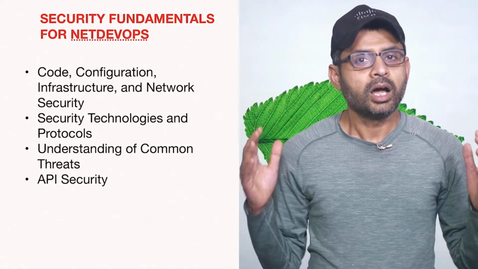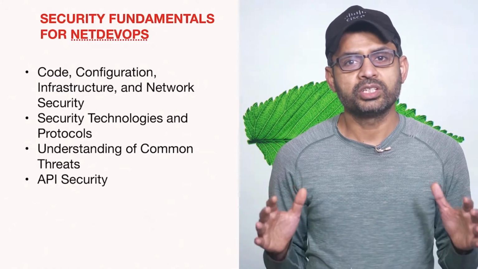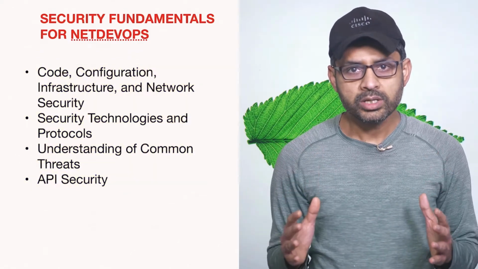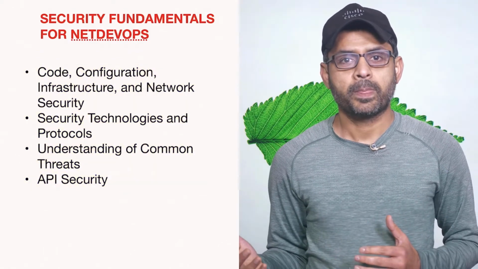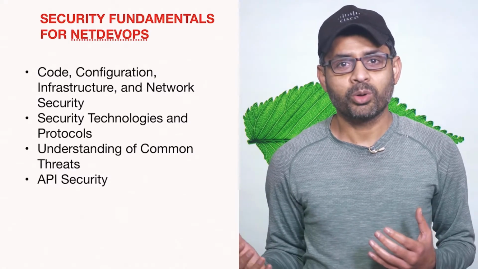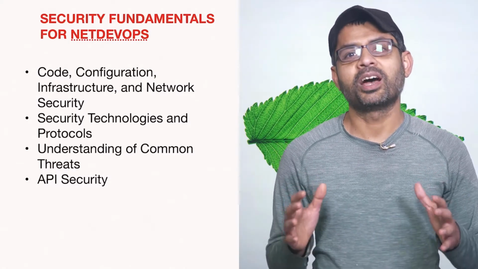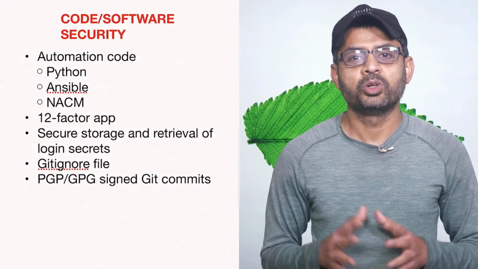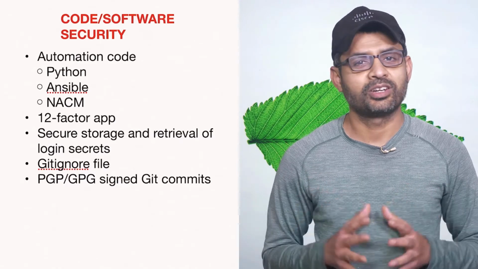Welcome back. I'm going to break this entire conversation into 4 big areas, and those are code, infrastructure, and network security, security technologies and protocols, security threats, and API security. Let's get after them. As a network DevOps, you're not expected to write application code.